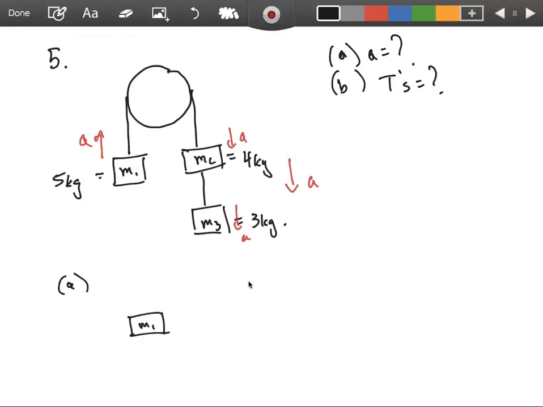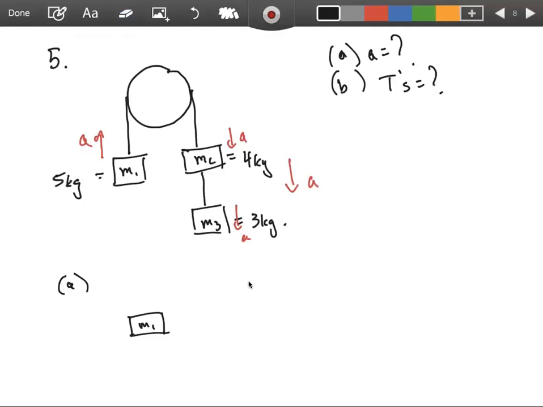Now, before I get all crazy on the right-hand side, let's think about m1, for example. m1 is being pulled by the tension in the string, but does m1 care that it's being pulled by 2 different masses, m2 and m3? No, it doesn't. The only thing m1 cares about is that it's being pulled by a total mass of m2 plus m3, not just by a single mass m2 attached to another one, m3. Basically, all it cares about is that it is being pulled by a net mass of 7 kilograms. It doesn't care that it's 2 separate masses, m2 and m3.